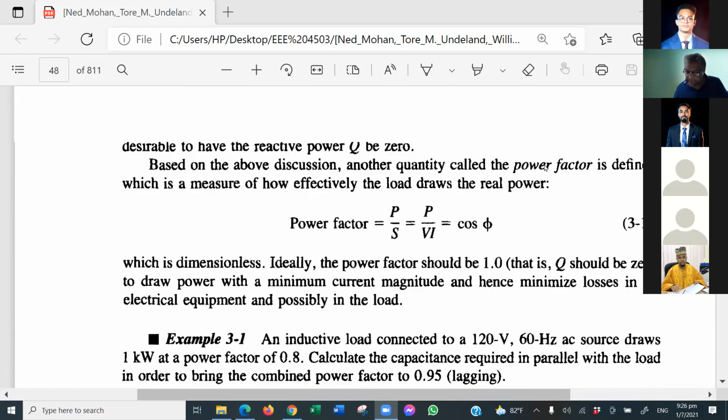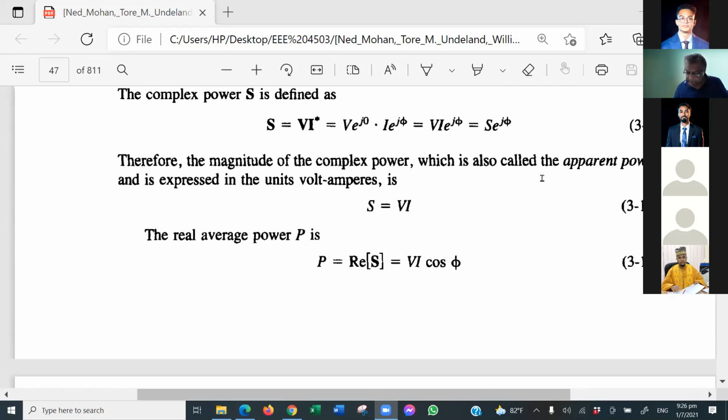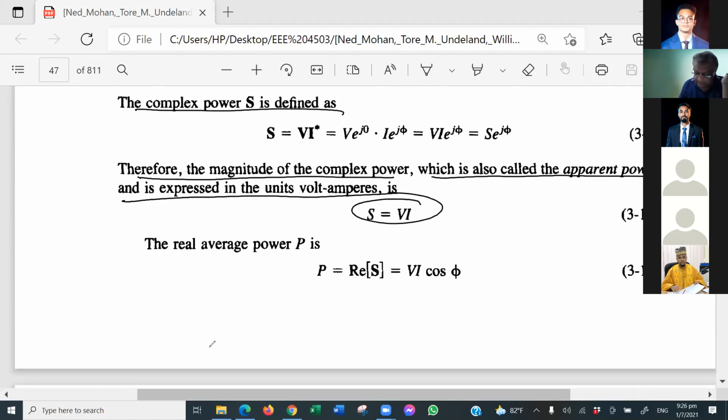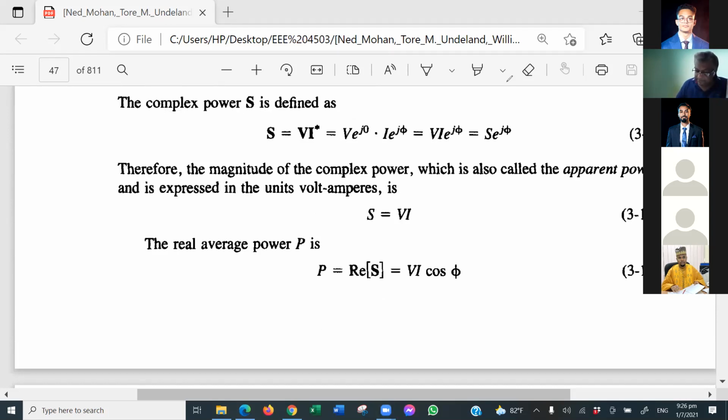3.10, right? The complex power is defined by this, and therefore the magnitude of the complex power, which is also called the apparent power, is expressed by this one. That we know, no problem for that one, right? This is very common from your power system. Okay, then 3.15.